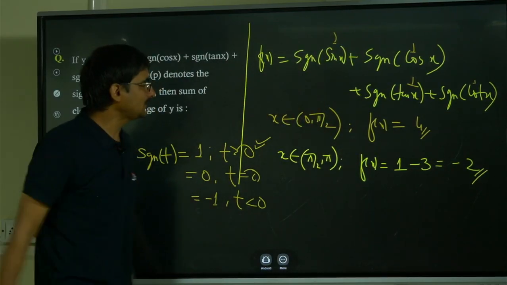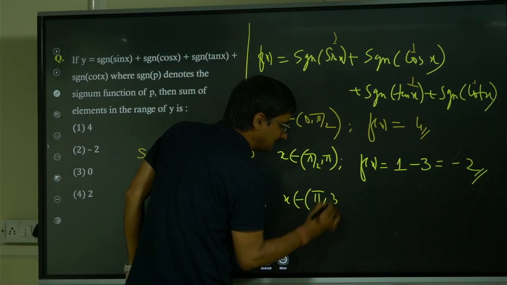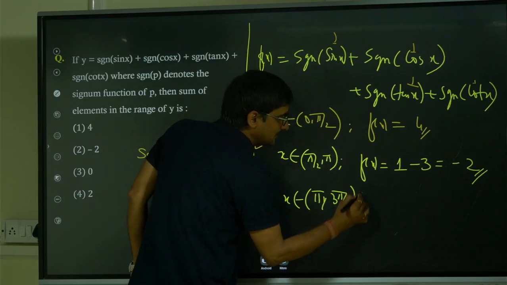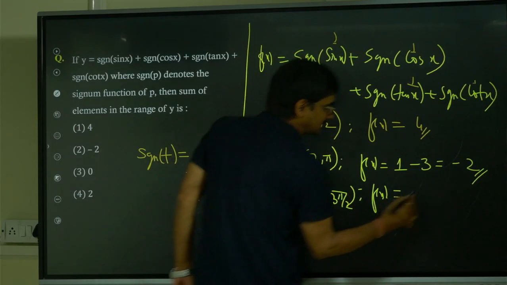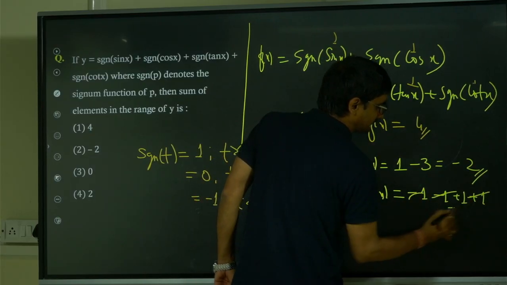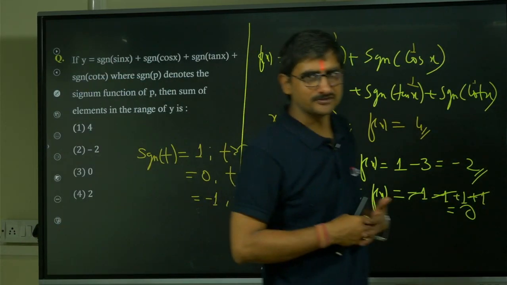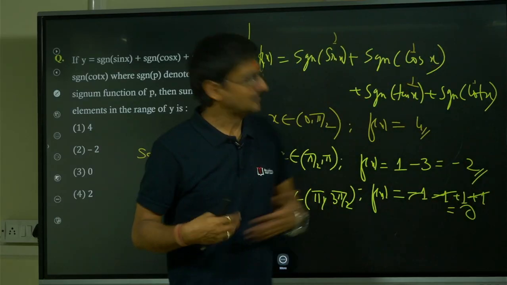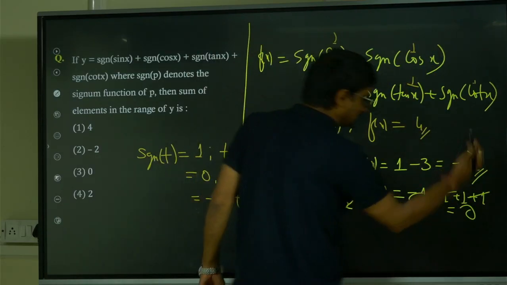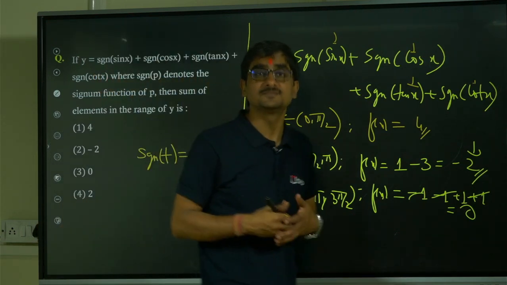Now in the third quadrant, x belongs to pi to 3 pi by 2. In the third quadrant, sine and cos are negative, so minus 1 minus 1, plus 1 plus 1 for cot and tan which are positive, so that's 0. In the fourth quadrant, cos is positive, the remaining 3 are negative. So in that case also we will get minus 2. So that's it. There is no fifth possibility.